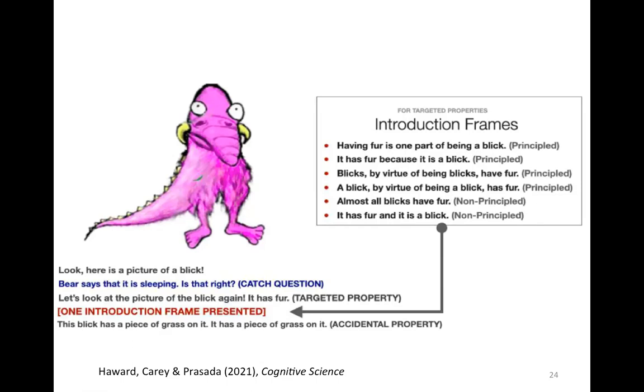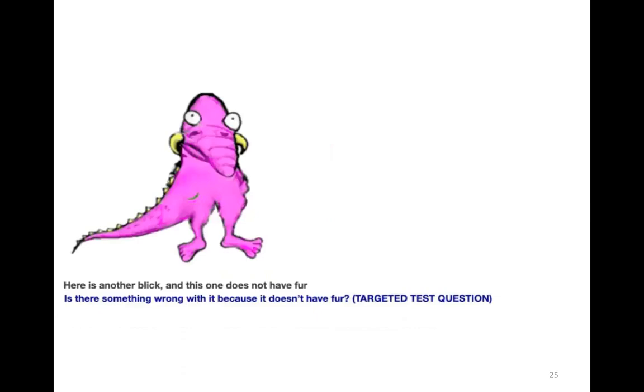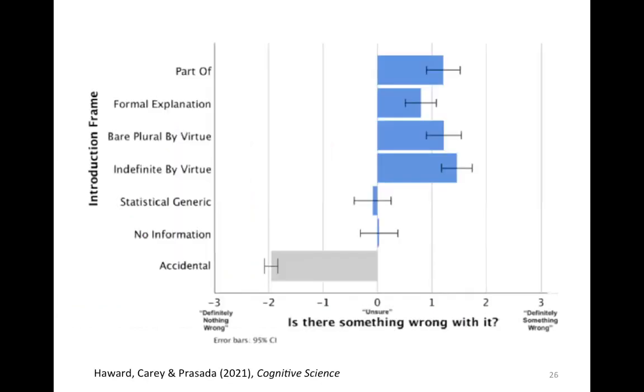And the question now is, do participants automatically infer a different reflection of principal connections, one for which we gave them no direct evidence? And to test for this, we looked at the normative expectations. So now participants are shown another blick and they're told this one does not have fur. And the question is, is there something wrong with it because it does not have fur? And as predicted, if participants were taught of the property for the novel kind using a principal connection introduction frame, they assumed that there was something wrong with the blick that didn't have fur.